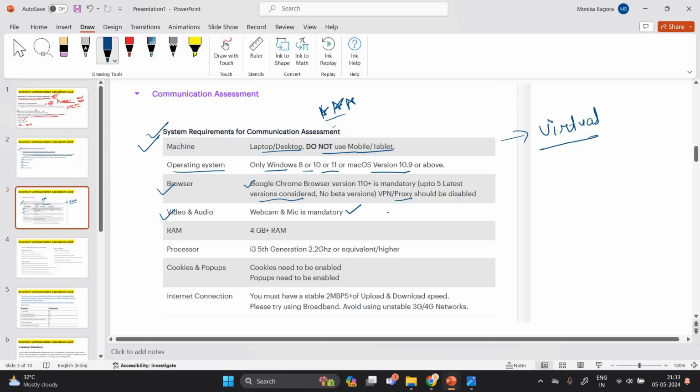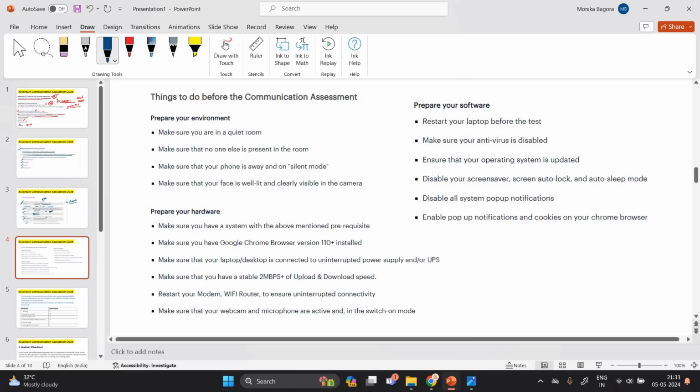Webcam and mic are mandatory. This is also important: RAM should be 4 GB or more, and the processor is as mentioned. Cookies and pop-ups need to be enabled. They also mention the internet connection. These are the system requirements that are very important in order to attend the communication assessment.